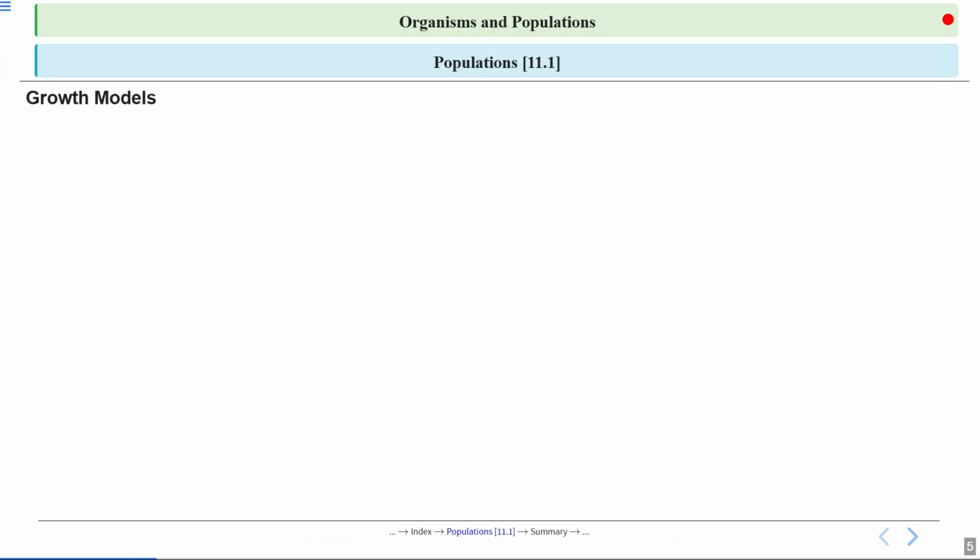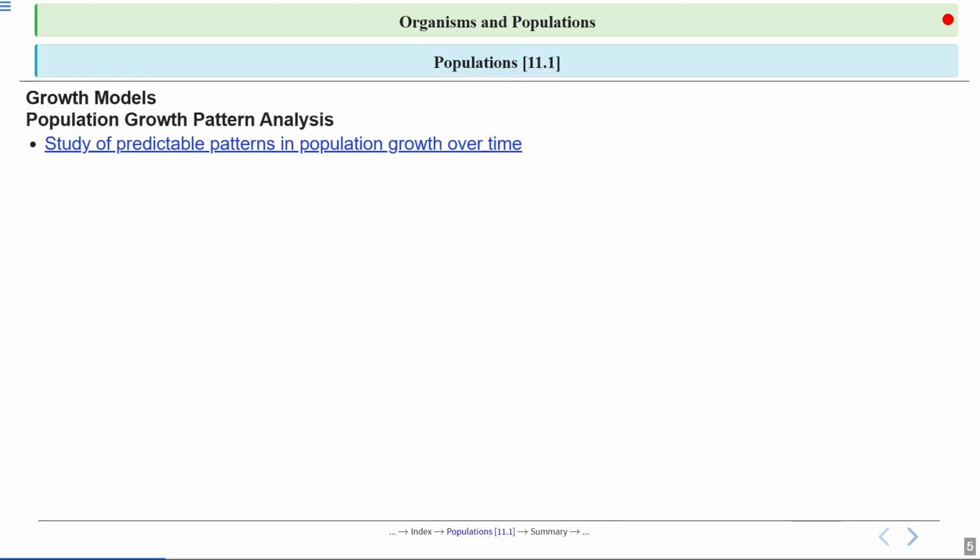Okay, let's begin with today's session. Let's talk about the growth models. These growth models help us understand how populations change over time. Think of it like observing a garden where some plants grow quickly while others take some time to grow.